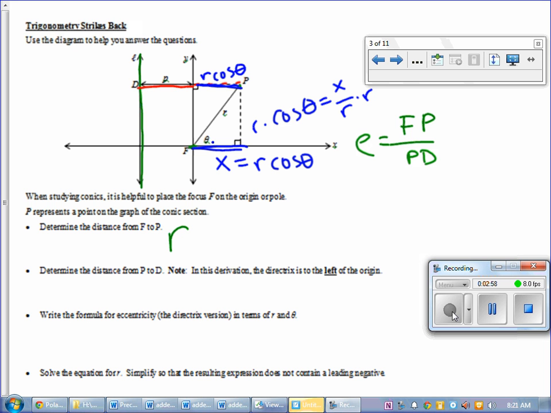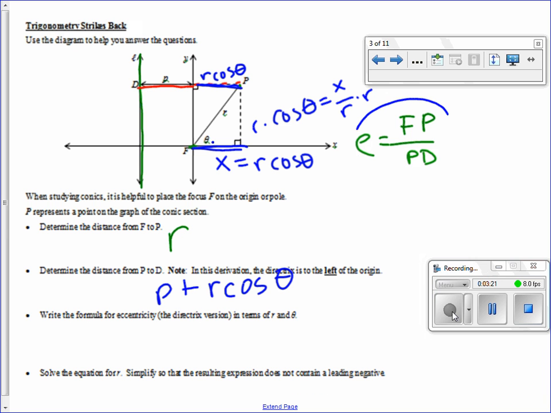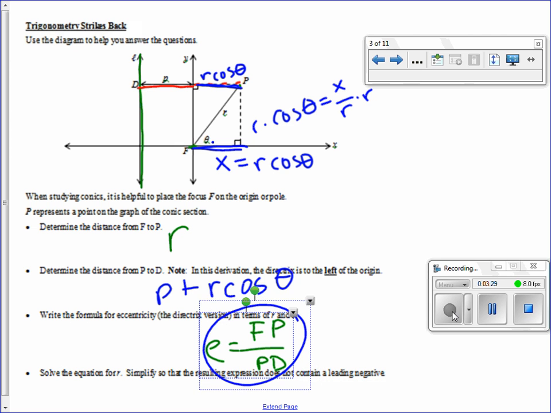So what is the distance from capital P to capital D? Good. The little p plus r cosine theta. Oh yeah, it does look like a polar equation, huh? All right, so now, that third bullet point, write the formula for eccentricity. We already did that, so let's move that over here. So eccentricity is FP over FD.